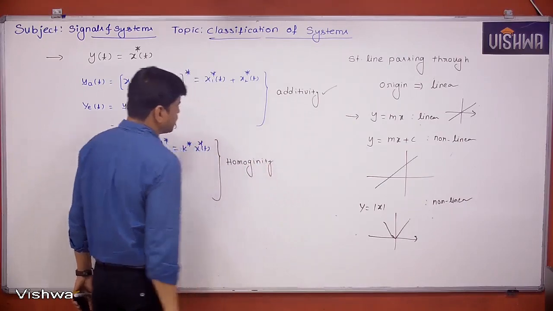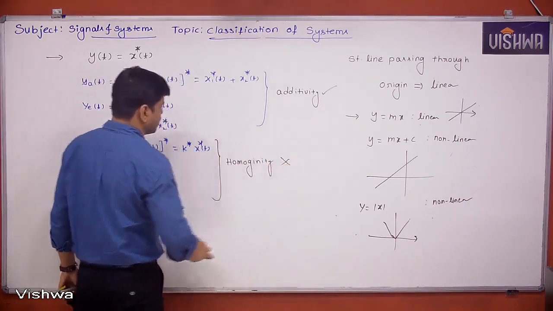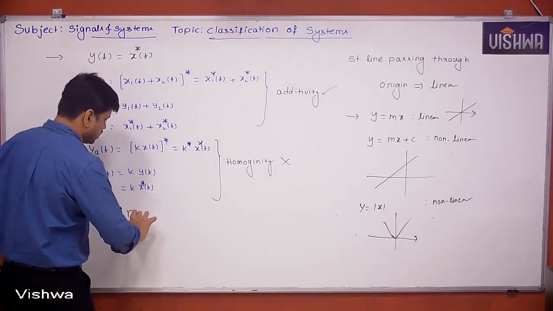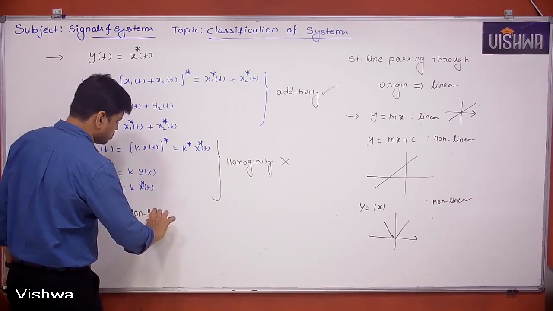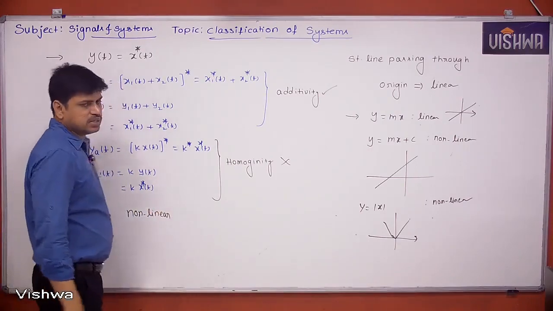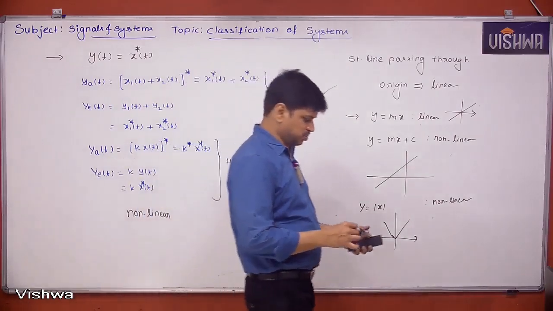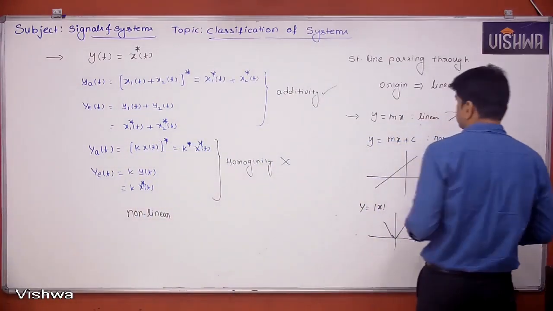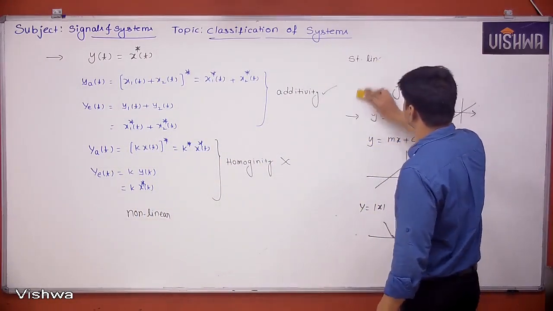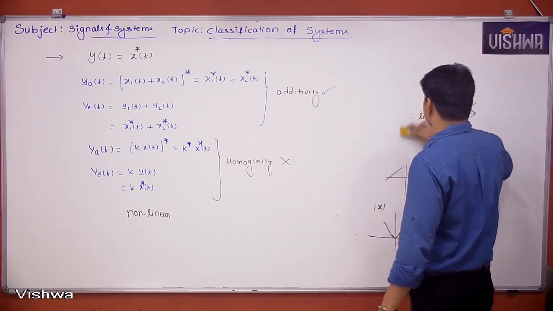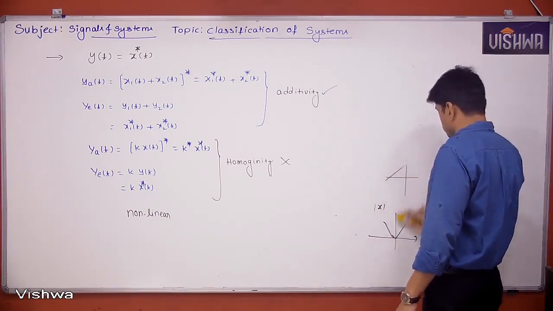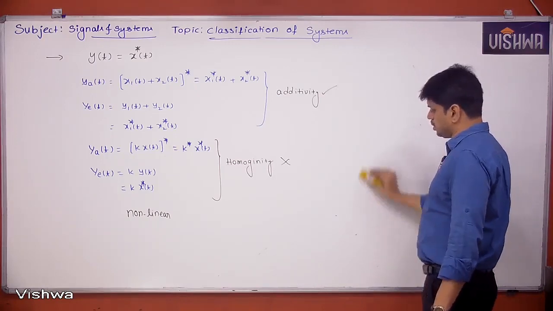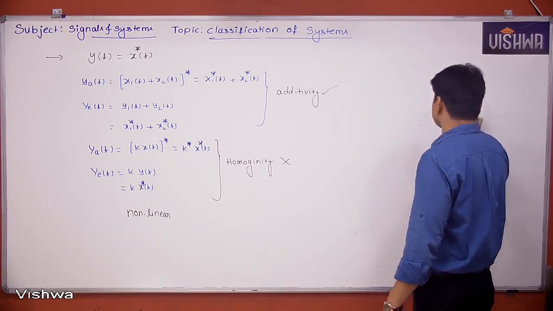So from this information, it is not satisfying homogeneity, so I can say it is a non-linear system. Take it: whenever you see a conjugate, that indicates the system is a non-linear system.